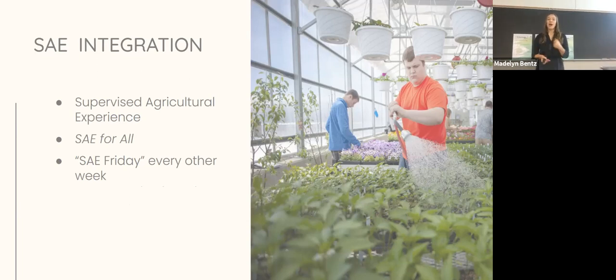Next, I want to be intentional about how I integrate SAE. SAE is that supervised agricultural experience, and it's that chance for students to apply what they've learned in the classroom to a career pathway outside of the classroom that they're interested in. For my SAE integration, I want to model it after SAE for All, which is a national Ag Ed initiative, focusing on just because students may not have the resources at home, they can still have a meaningful SAE project, whether that's using community resources, local businesses, and even the school itself.